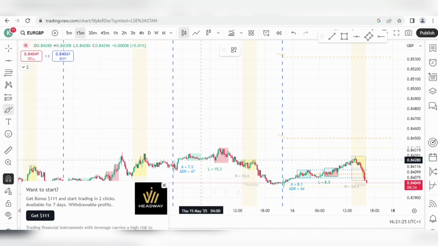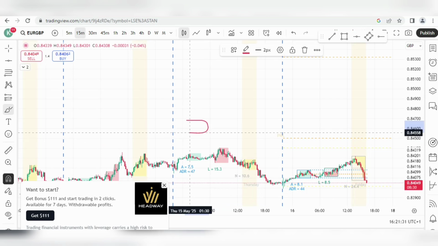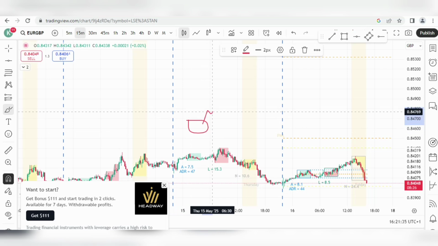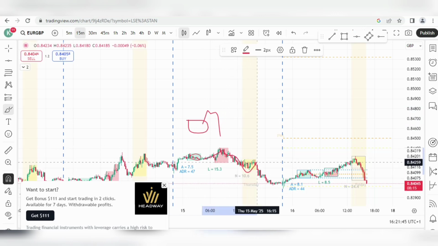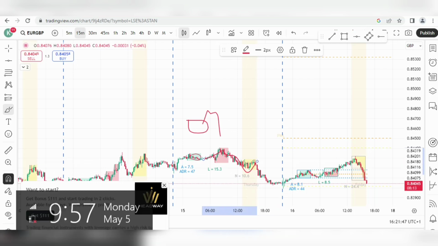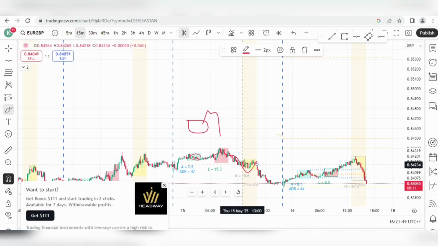So this is the high of our Asian session. The market broke out of the high and went back. As you can see, this is the high of our Asian session here. Market broke out, then sold during London, went back during New York and bounced at the low of London, and then continued to sell.